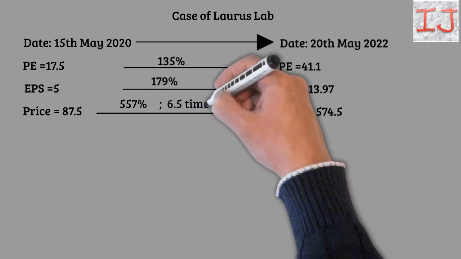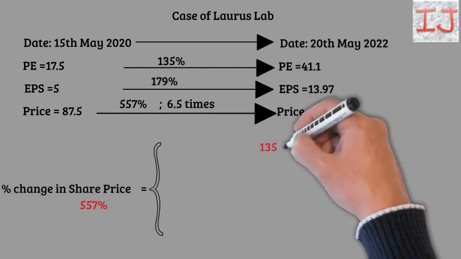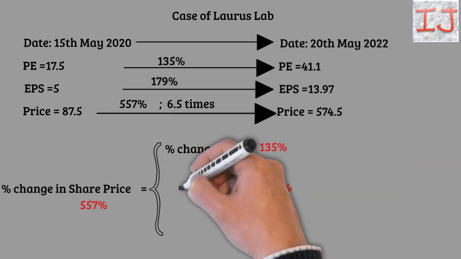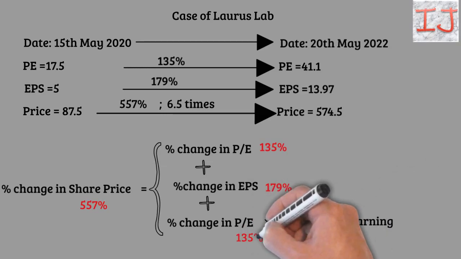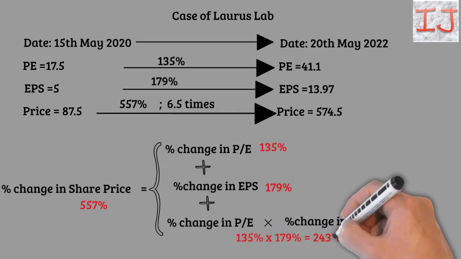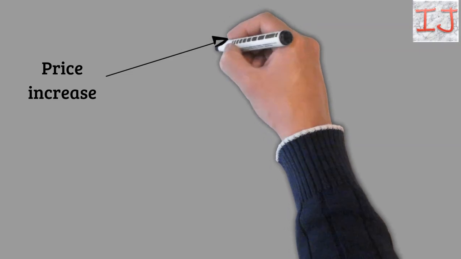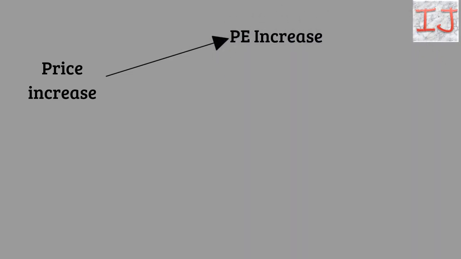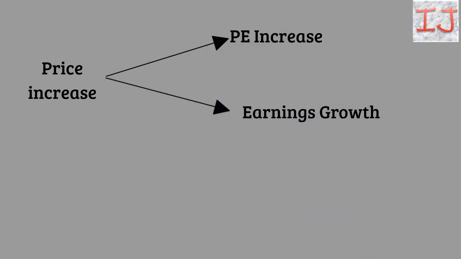If you carefully see, this 557% is equal to 135%, which is change in PE, plus 179%, which is change in earning, plus multiplication of 135% and 179%. From this discussion, we can say that we will get the price appreciation through two routes. One is by improvement in PE, which is also called PE re-rating towards upside. Another is by increase in earnings.